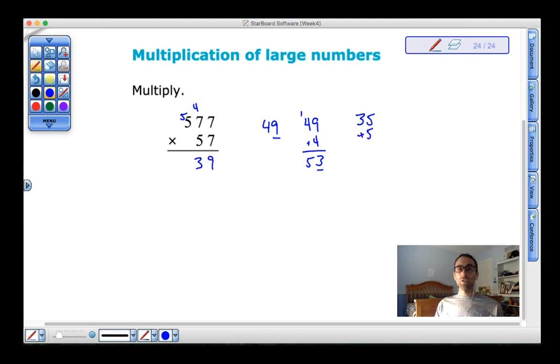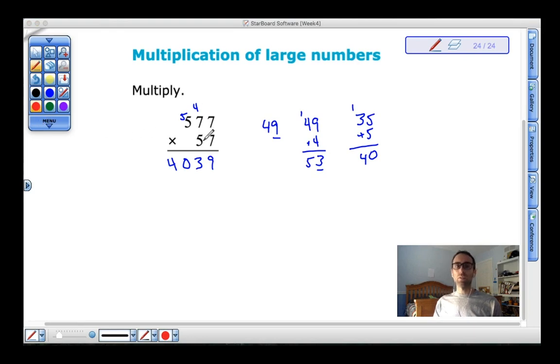So 35 plus 5. 5 and 5 is 0. Carry the 1. 5 and 5 is 10. Carry the 0. Oh my god, 5 plus 5 is 10. Put down the 0, carry the 1. 1 plus 3 is 4. For 40, so 40 can come right over here.